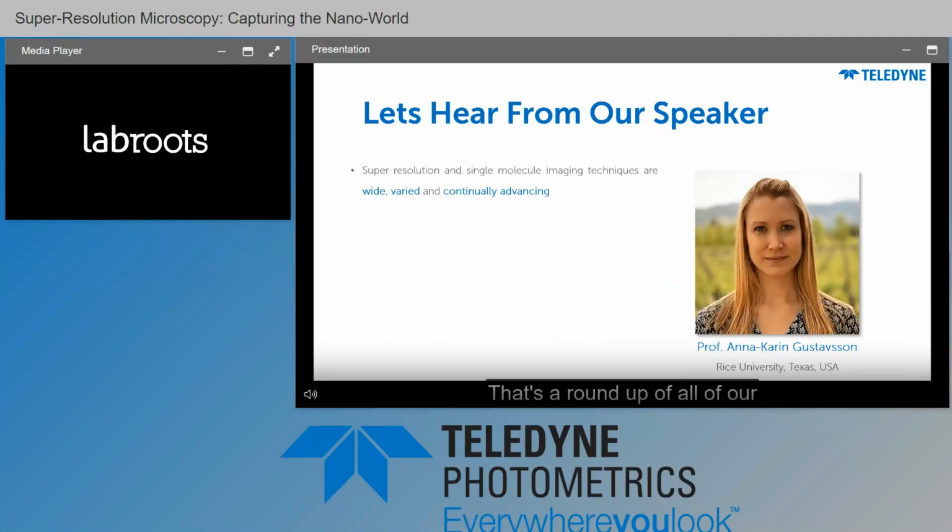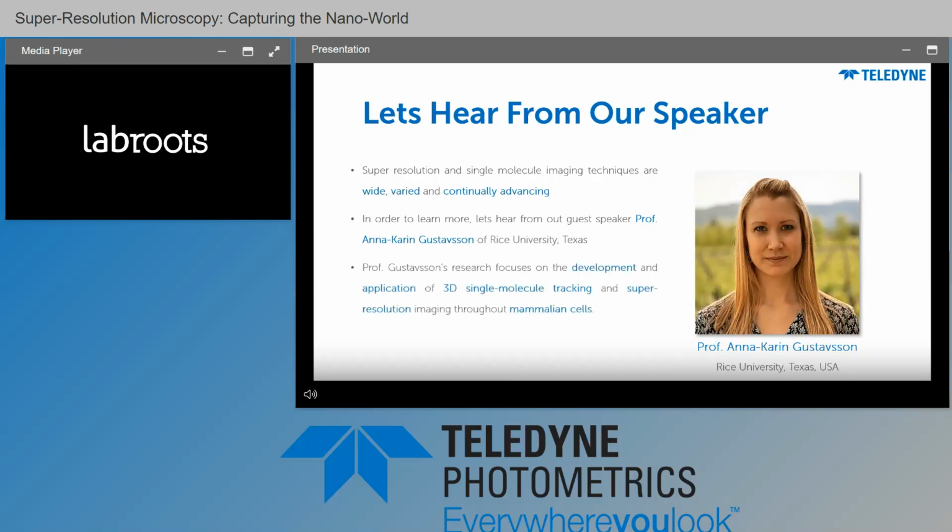That's a nice roundup of all of our super-resolution techniques, but these super-resolution and single molecule techniques are wide, varied, and continually advancing. So to this end, let's hear from our guest speaker, Professor Anna-Karin Gustavsson of Rice University, Texas. Professor Gustavsson's research focuses on the development and application of 3D single molecule tracking and super-resolution imaging throughout mammalian cells.